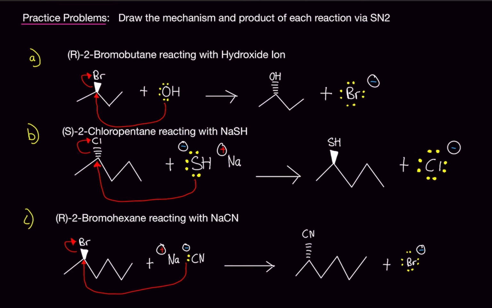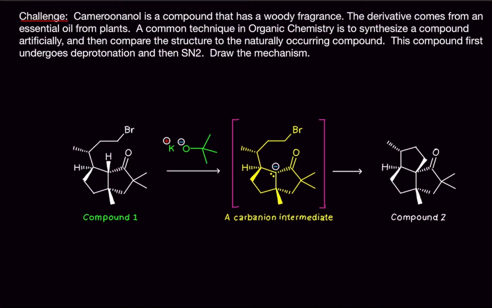All right, challenge problem. So, this compound, I don't know the name of, I don't know how to pronounce it, cameronanol or something like that, is a compound that has a woody fragrance. The derivative comes from an essential oil from plants. So a common technique in organic chemistry is to synthesize a compound artificially and then compare it to the structure to the naturally occurring compound.